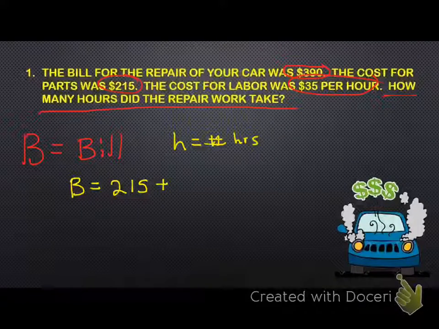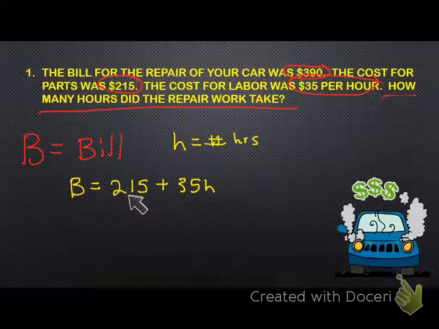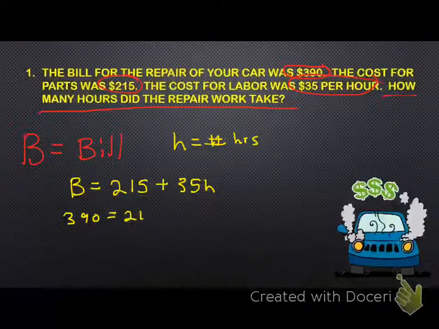How much do they charge per hour? They're going to charge $35 per hour. So the bill was $215 for parts plus $35 per hour. Now, what was the total bill? $390. All right, I'm going to put that in. So if you wanted to just go straight to it, 390 equals 215 plus 35H.